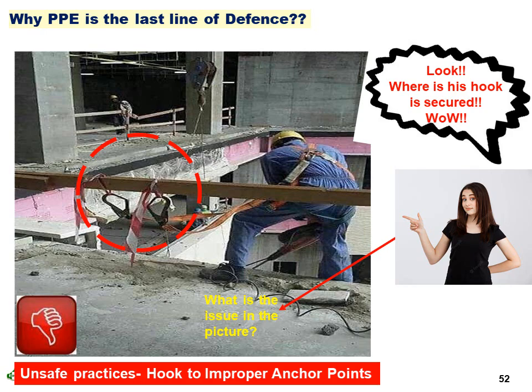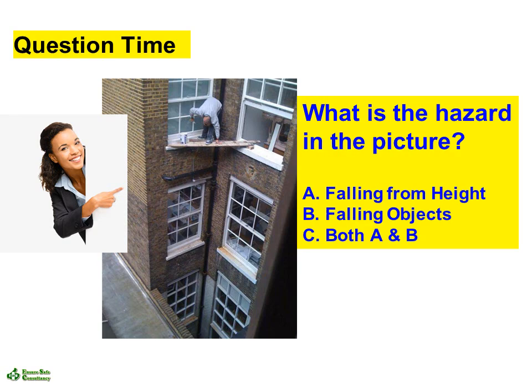Why is PPE the last line of defense? What is the issue in the picture? Look. Where is his hook secured? Wow! Unsafe practice: hooked to an improper anchor point. Now it is question time again. What is the hazard in the picture? A. Falling from height. B. Falling objects. C. Both A and B.